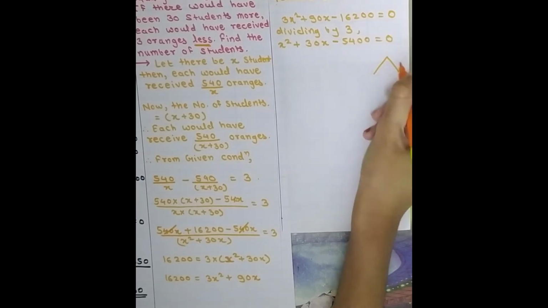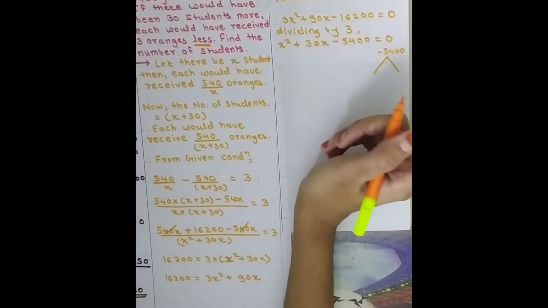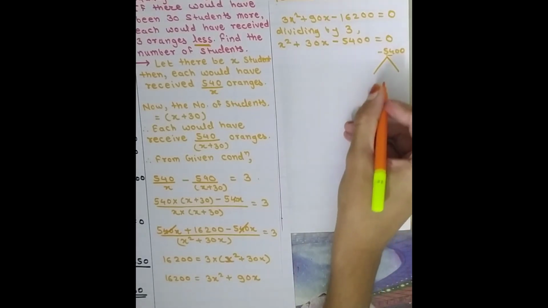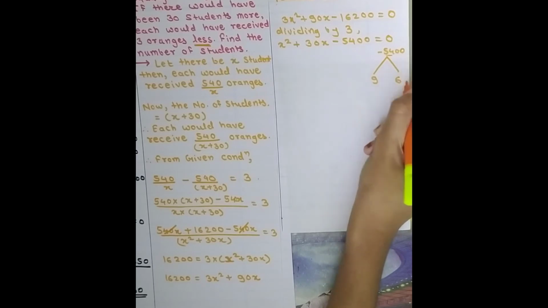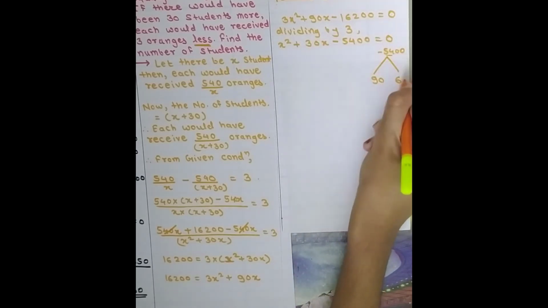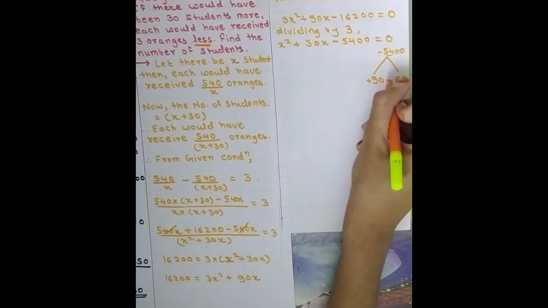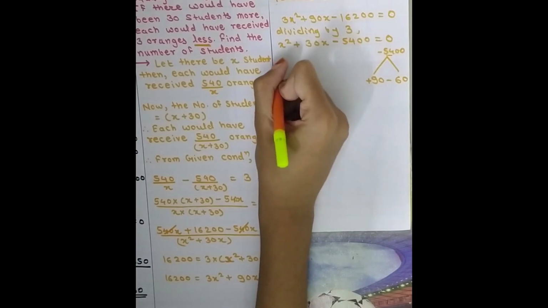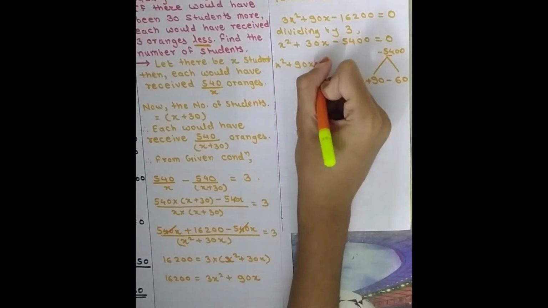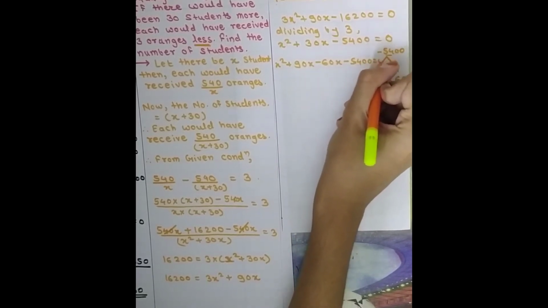So here the multiplication is 5400 and the addition is 30. So first consider the numbers 54. 9 times 6 is 54 and 9 minus 6 is 3. So add a 0 here and a 0 here. So 90 minus 60 is 30, with a plus sign here and a minus sign here. So x square plus 90x minus 60x minus 5400 is equal to 0.